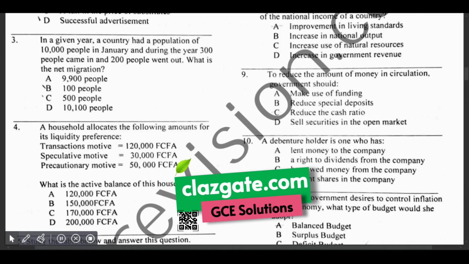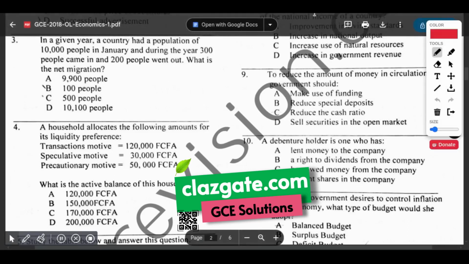Okay, 100 people is the net migration. Take note, they're asking for net migration. So the way to do this is to take 300 minus 200: the people who came in minus the people who went out, and that gives us B, 100 people. So this 10,000 people is not useful because they did not ask for the number of people who are still in the country. They asked for the net migration. That's why we use just the incoming and the outgoing values.